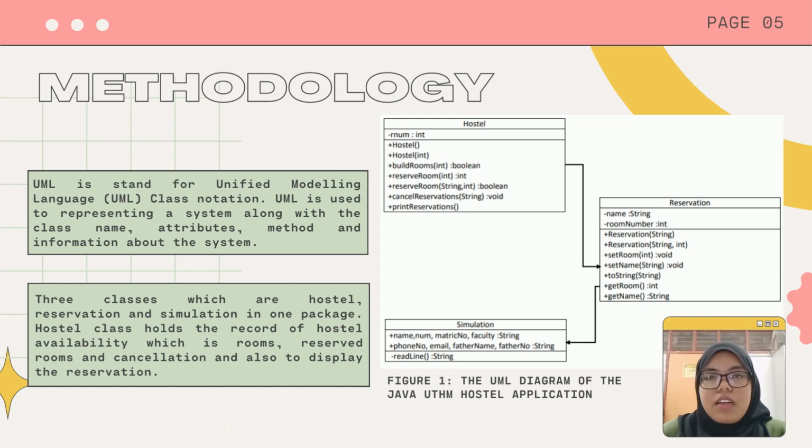By looking at the figure on the right side, there are 3 classes, which are hostel, reservation, and simulation, in one package. The hostel class holds the record of hostel availability, which is rooms, reserved rooms, and cancellation, and also displays the reservation. The reservation class is linked to the hostel, and in reservation is the information of the customer. The simulation class contains the details of the customer that reserved the hostel's room.